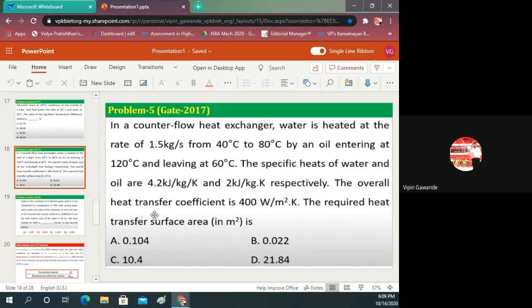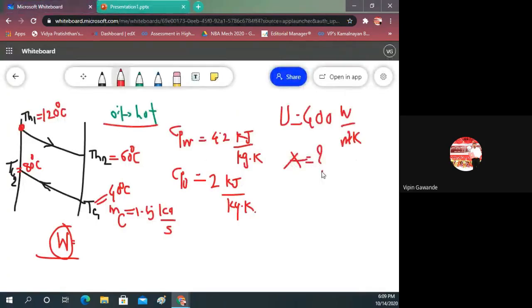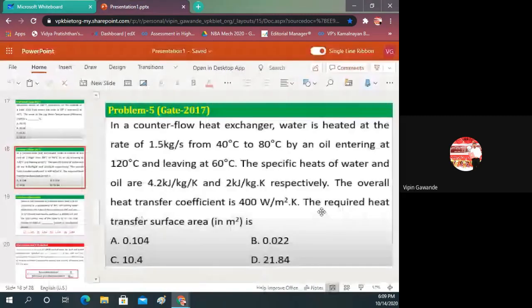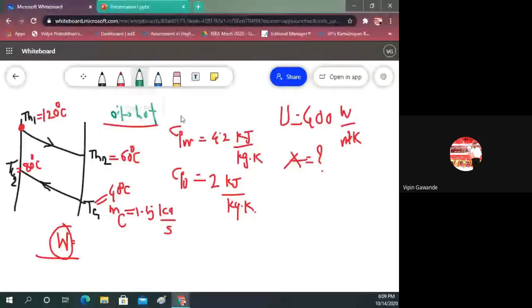The required heat transfer surface area. What do we have to calculate here? We have to calculate the value of A, in meter square. How will we calculate the area? U is given in the problem and A we have to calculate. We know the formula where U and A are there: Q is equal to U A theta M, where theta M is our LMTD. Here A is the question mark.